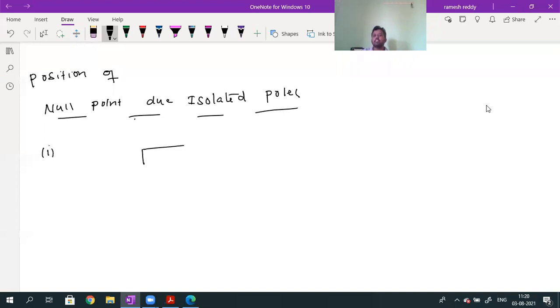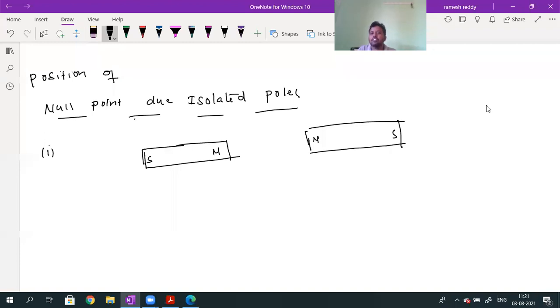Here I will consider two individual poles. I can treat them as individual poles whenever the bar magnets are long bar magnets. Let me consider two bar magnets. First, I keep them so that like poles are together, placed side by side. Here is a south pole and here is a north pole, and here is a north pole and here is a south pole.